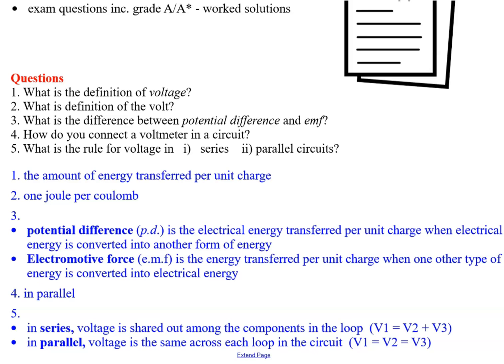We mentioned voltmeters connected in parallel in contrast to an ammeter, which is connected in series, and the rules for series and parallel as shown. So in series, the voltage is shared out among the components in the loop. In parallel, the voltage is the same across each component, each loop in the circuit. There we go.